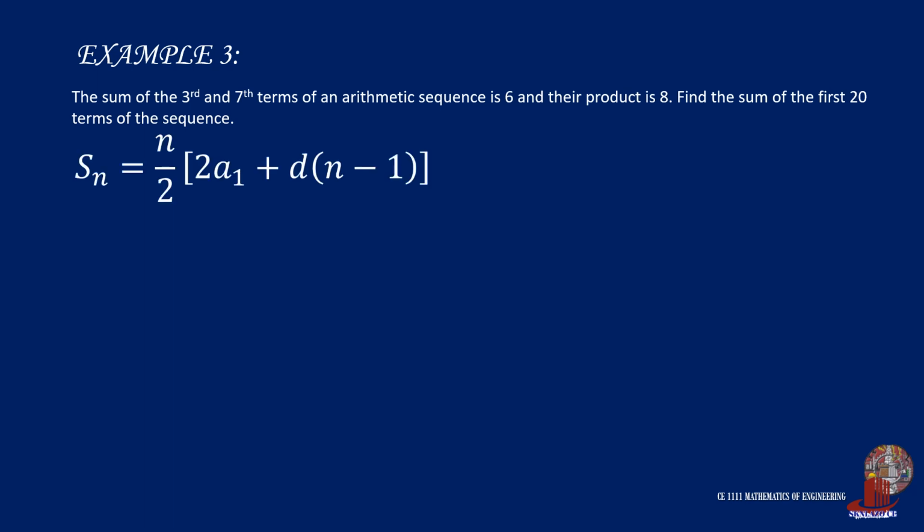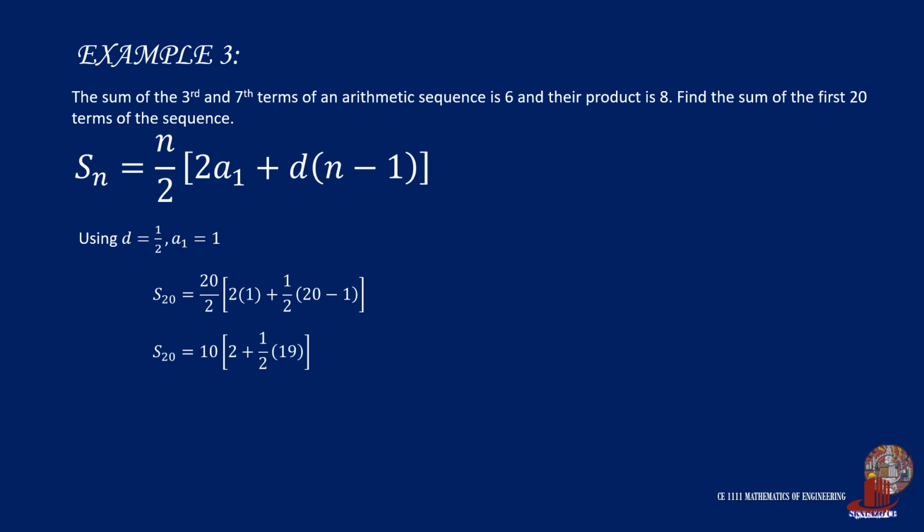Starting with d as positive 1/2 and a sub 1 as positive 1, we can compute for S sub 20 as half of 20 times 2 times 1 plus half of 20 minus 1, or we simplify it as 10 times 2 plus half of 19, which is 10 times 11.5, and that is 115.